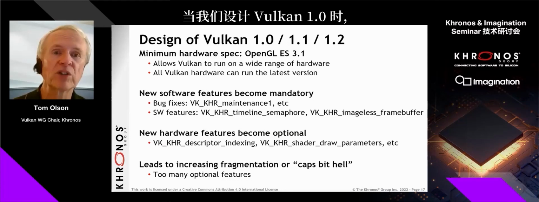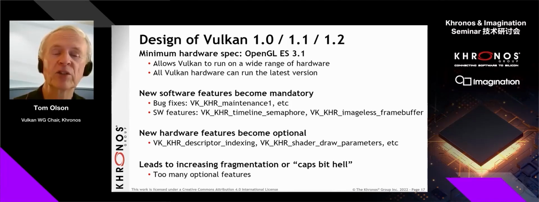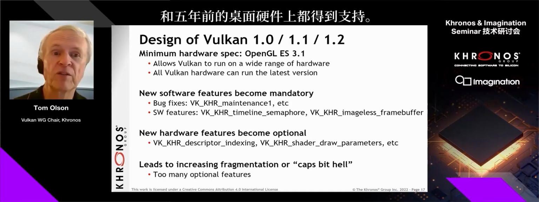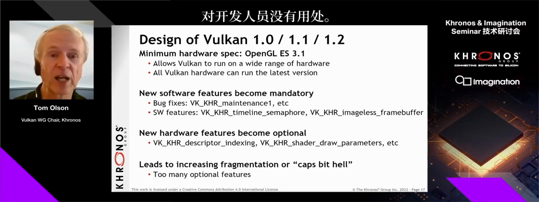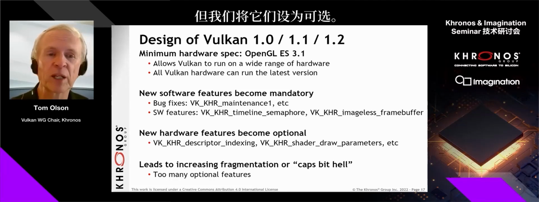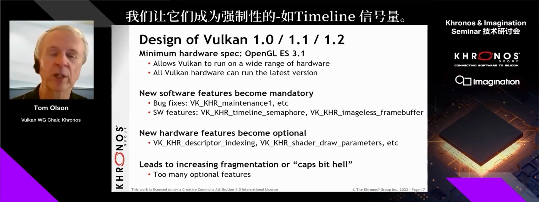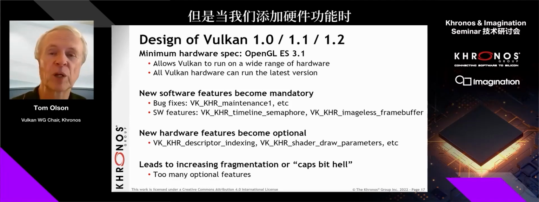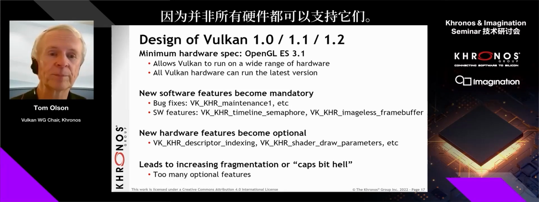When we designed Vulkan 1.0, we set the minimum hardware requirement at OpenGL ES 3.1 so that the API could be supported on both advanced mobile hardware and 5-year-old desktop hardware. We did this because an API that only runs on the newest hardware is not useful to developers. We included a few more advanced hardware features, but we made them optional. With later versions, we kept the same hardware requirement. When we added software features, we made them mandatory, things like timeline semaphore. But when we added hardware features, we had to make them optional because not all hardware could support them.